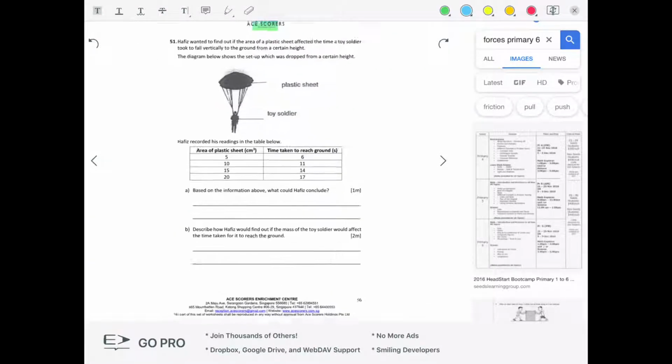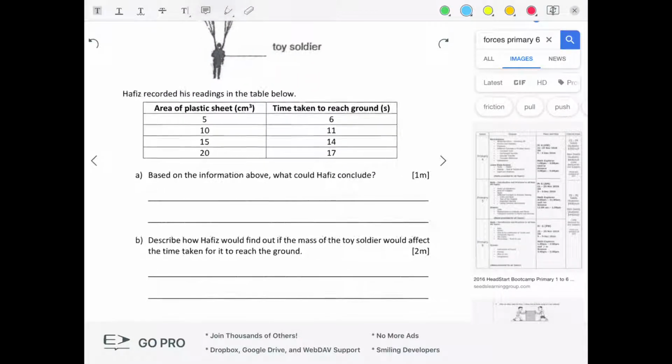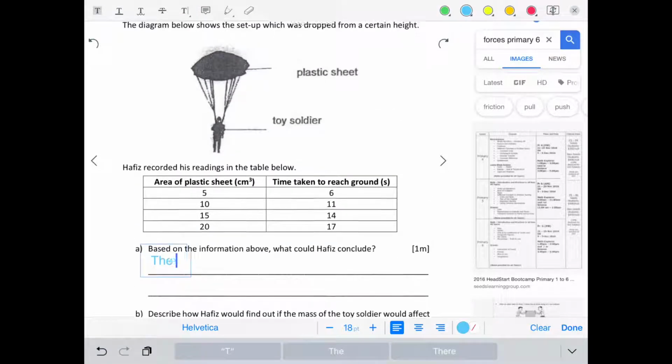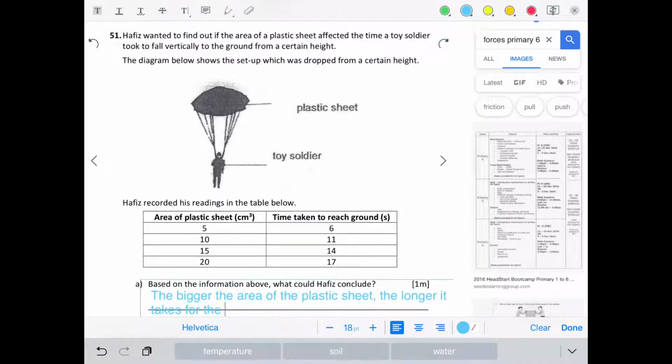So Hafiz wants to find out if the area of the plastic sheet affects the time. Based on the information, what could Hafiz conclude? You see, the bigger the plastic sheet, the longer the time it takes to reach the ground. So we say that the bigger the area of the plastic sheet, the longer it takes for the toy soldier to reach the ground. Right?